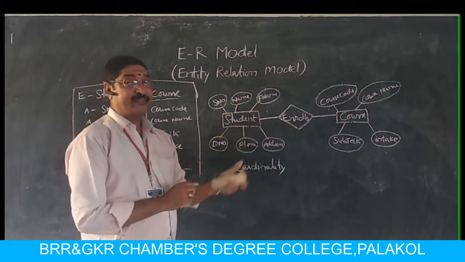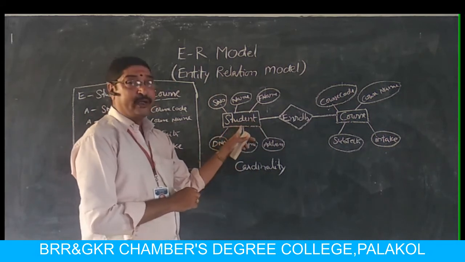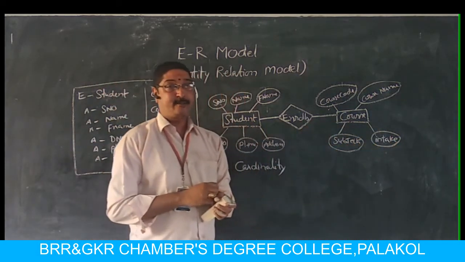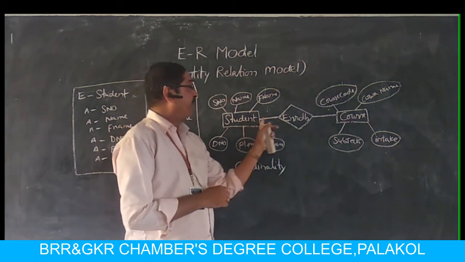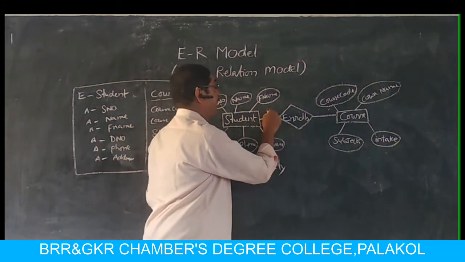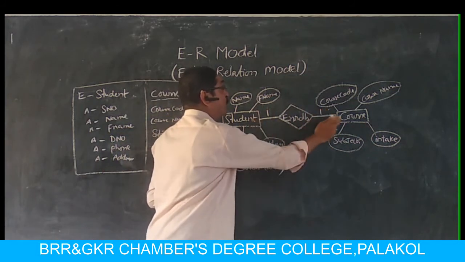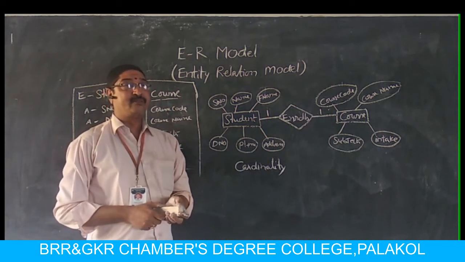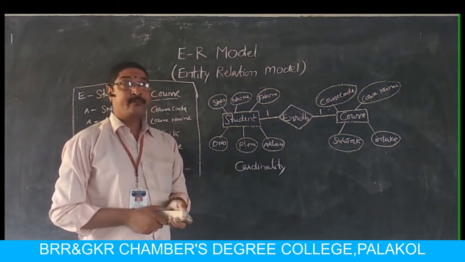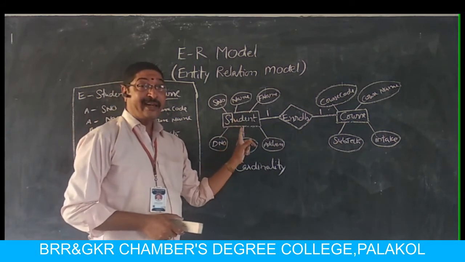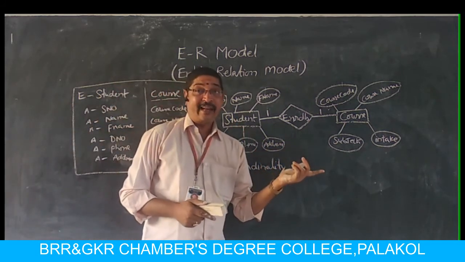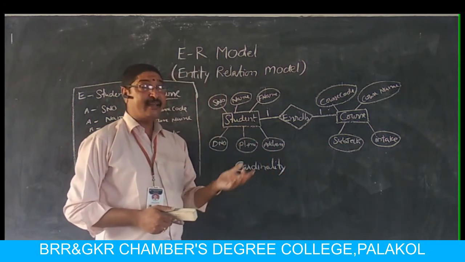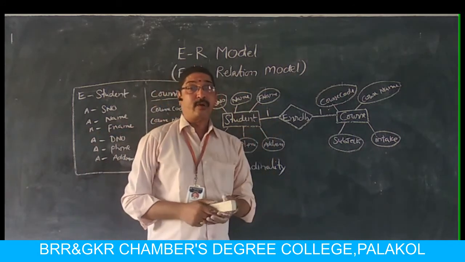For example, if you take this, one student can enroll into one course only in that college. So here the cardinality is 1 and here also it is 1. This is 1-to-1 cardinality between student and course. Please observe carefully. What is cardinality? A student can enroll into BSc or BCom or BA or BBA. Like that, a student can enroll into only one course.